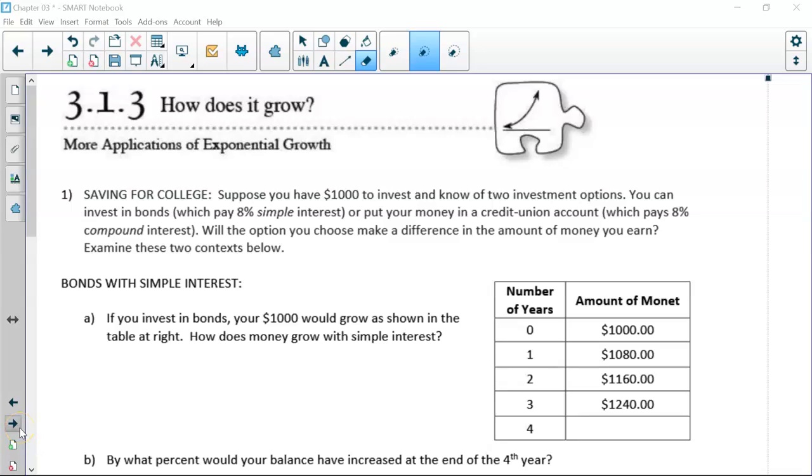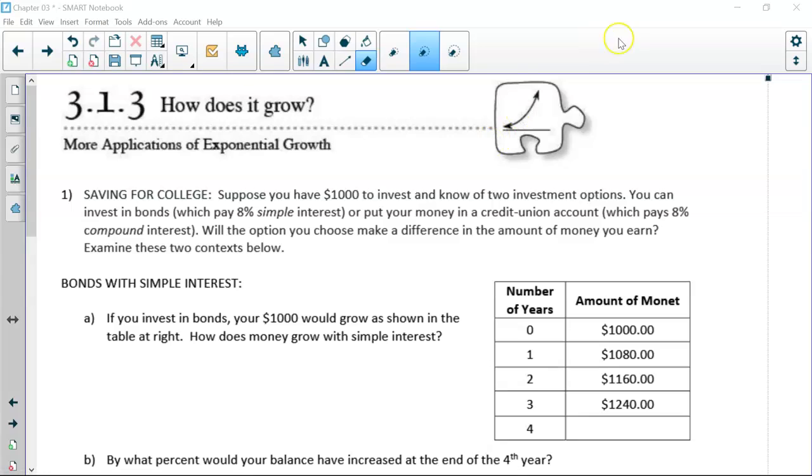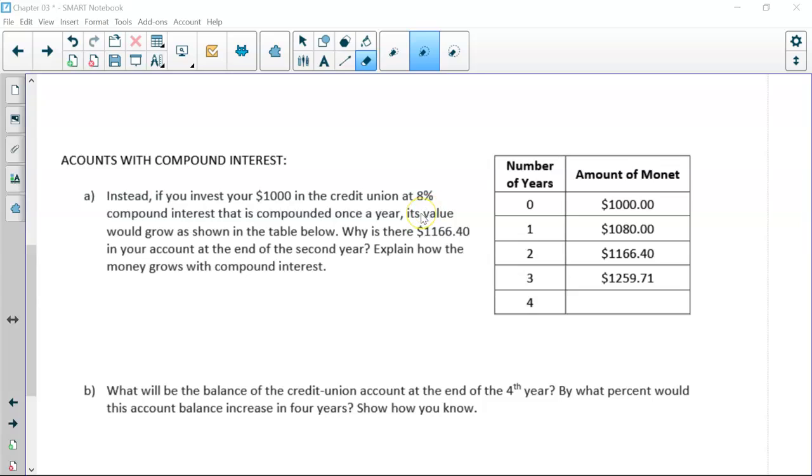Welcome to section 313. We're going to be talking about an application of exponential growth. We're going to be talking about interest. So we're going to kind of skip around a little bit. We're going to go to problem 2A. Actually, it doesn't have a number. But we're going to be talking about compound interest.